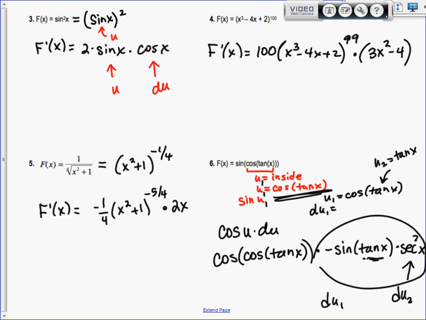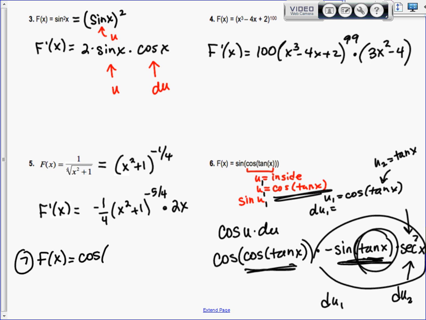Woo! Yeah, you could keep doing it. So that part was the derivative of this part, and then the u, its du was there. Yeah, complicated. Do you guys want to try another one of those? Yeah. All right. So let's say I have number 7. So let's say I have f of x is equal to cosine of sine of cotangent.